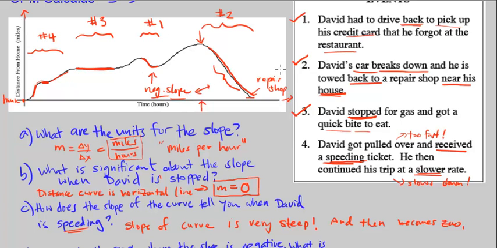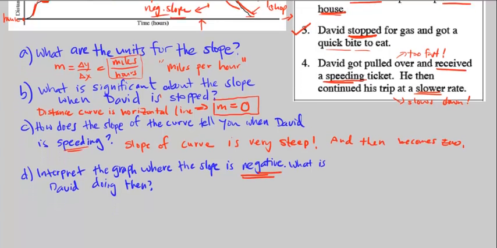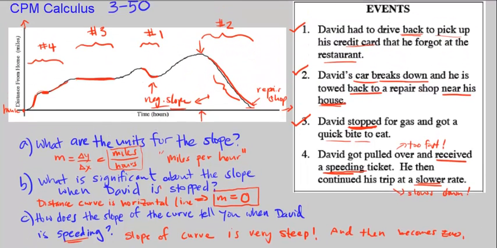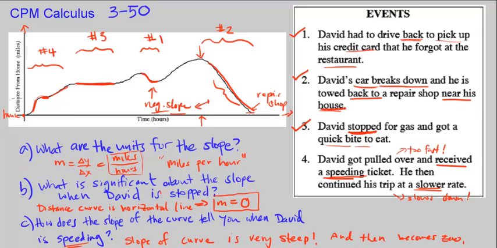So what does that mean when the slope is negative? Well, he's backtracking, right? He's going back toward his home. Since this is his distance from home over time, when he's going down, when the distance is decreasing, that means he's getting closer to his home.